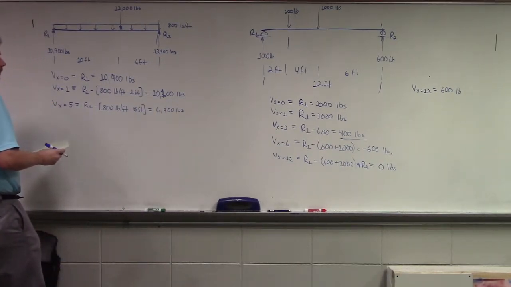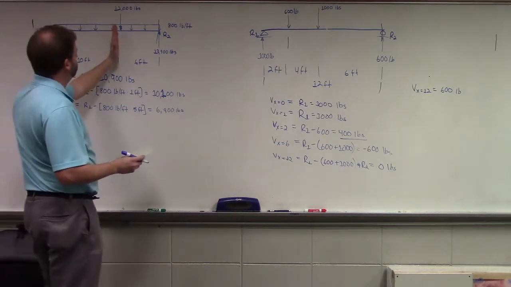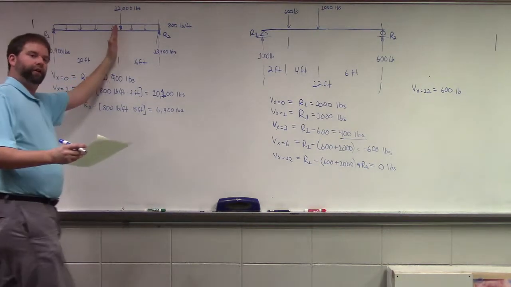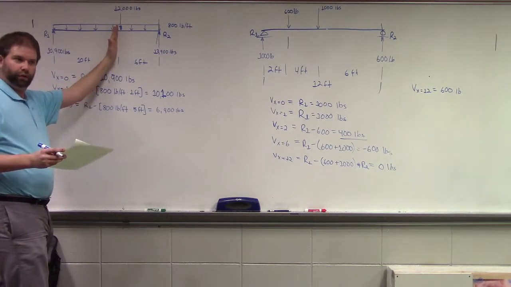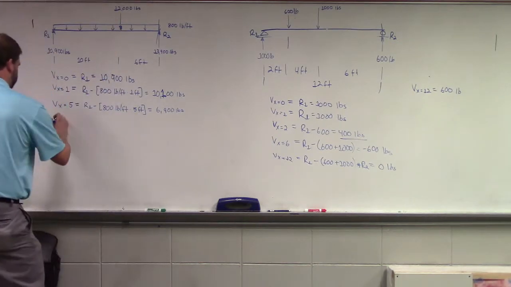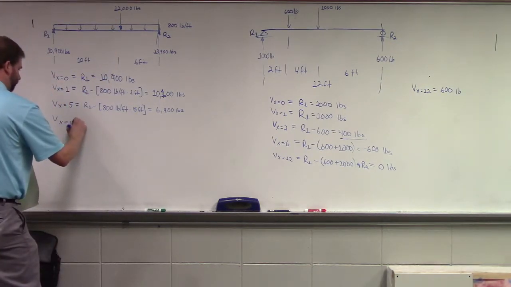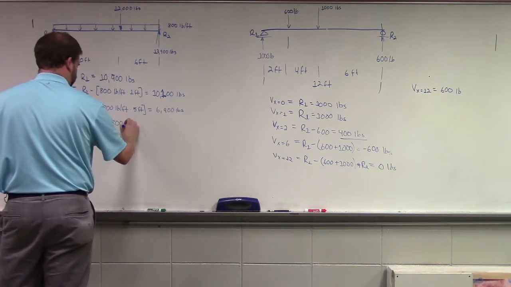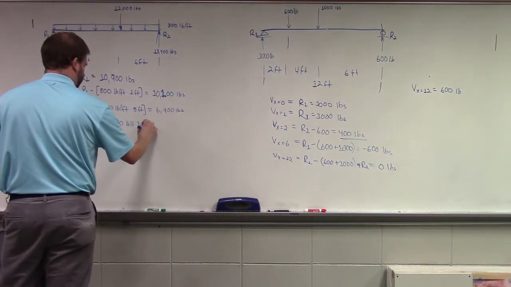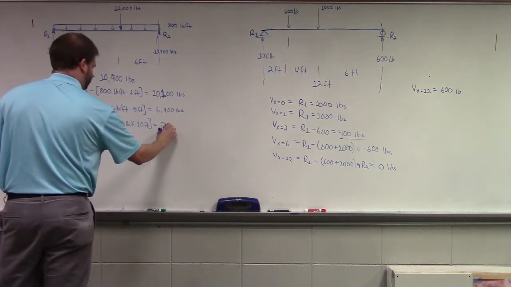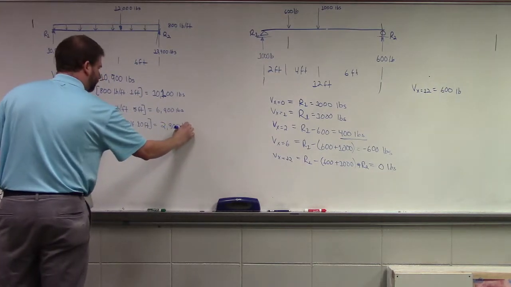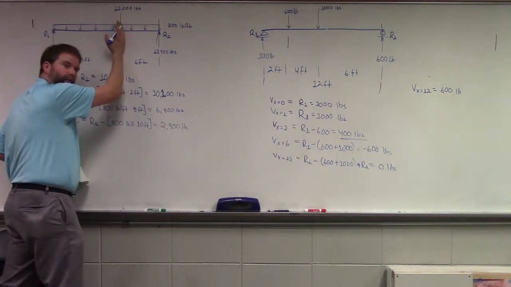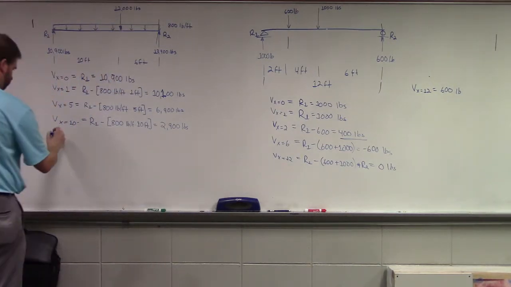If we look at 10 feet, but we're just to the left of the point load, so we don't take it into account, what would we be looking at? 10,900 minus 800 pound-feet times 10, 2,900 pounds.